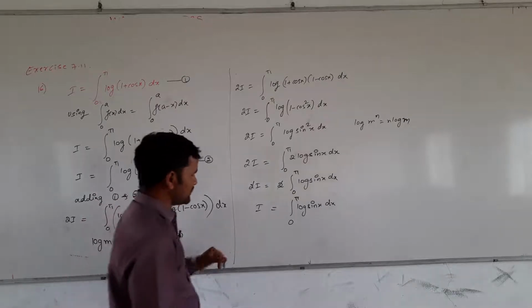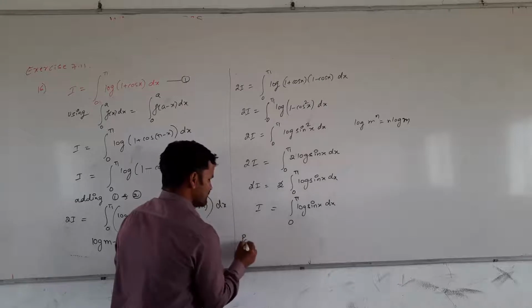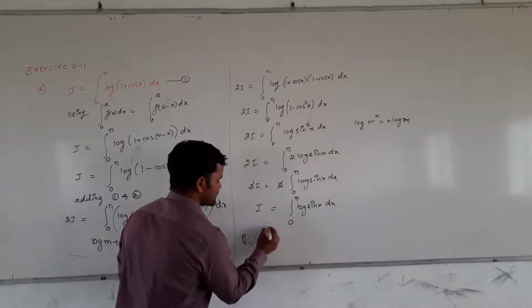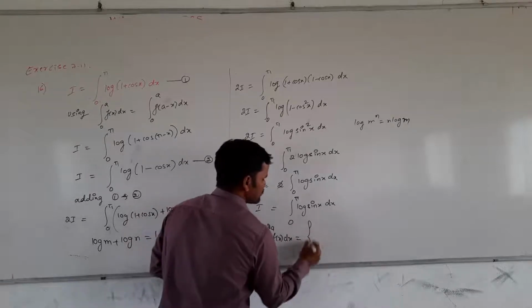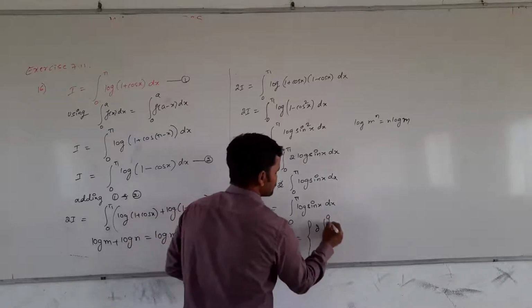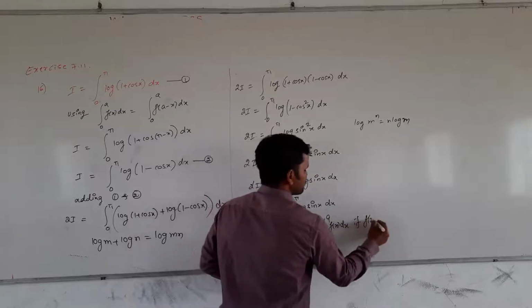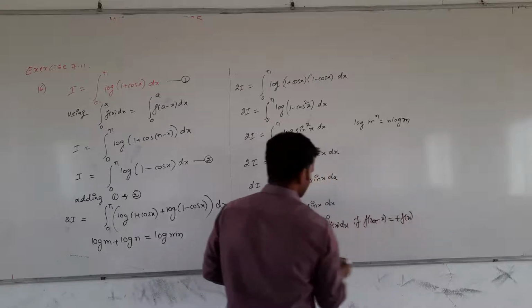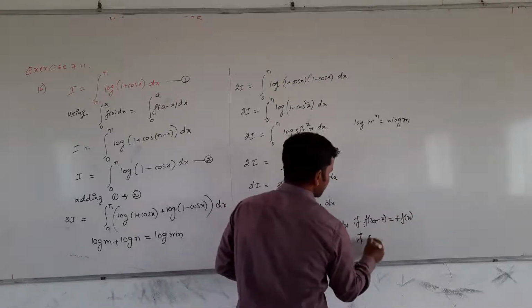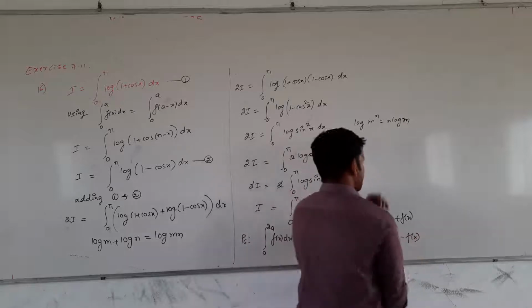One more step I have to do here. Which property to use here? We will use property P6. Property P6 is 0 to 2a f of x into dx is equal to 2 times integral from 0 to a f of x into dx if f of 2a minus x is equal to plus f of x. This is 0 if f of 2a minus x is equal to minus f of x. Okay.